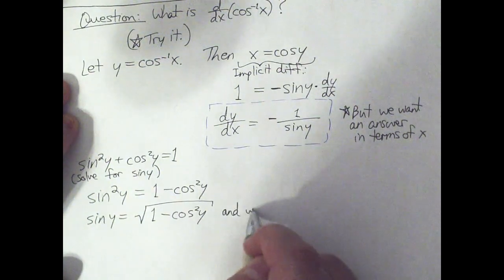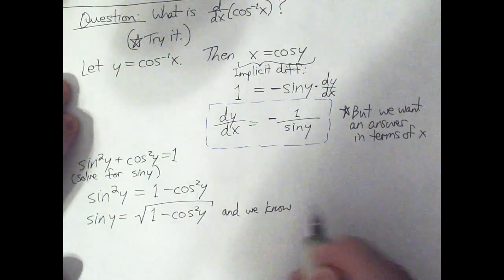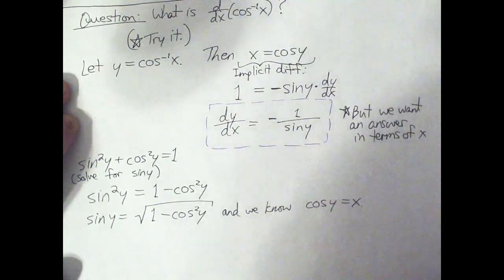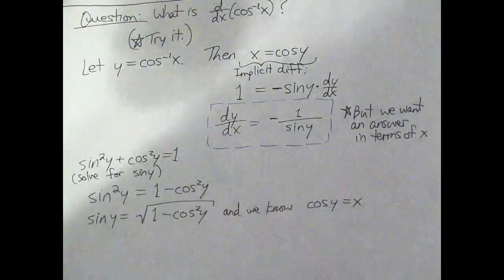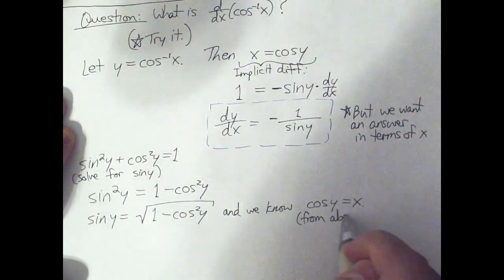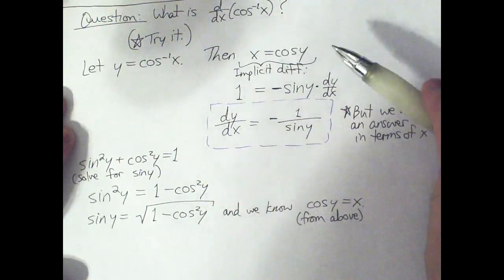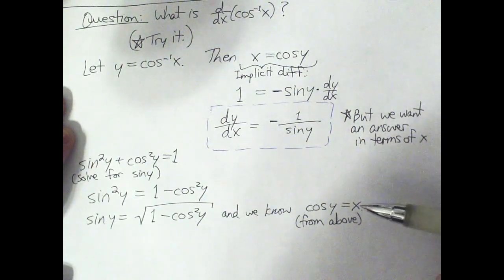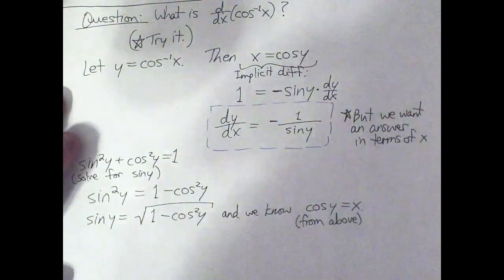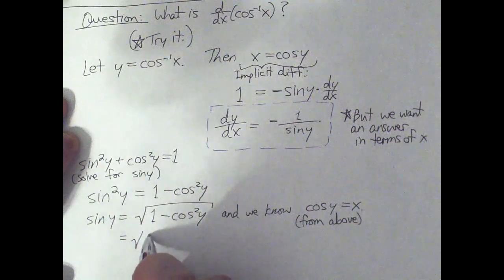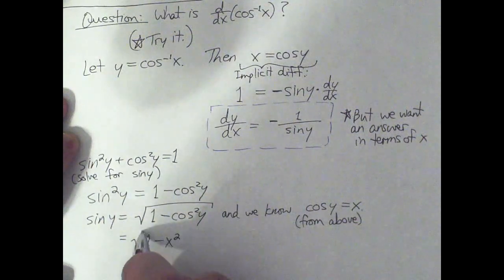And we know that cosine of y equals x. Do you see where I got that from? From above? I'll point it out. It's from this line here. X is cosine y. So we're going to be able to put that in and say that this is 1 minus x squared.